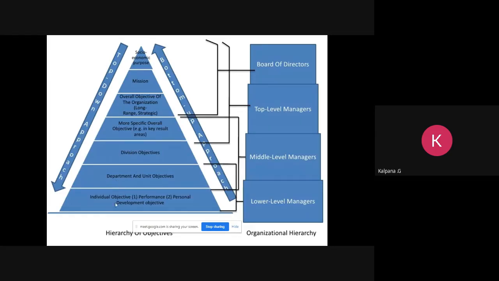And we do have something called individual objectives. So what are the roles and responsibilities given to the employees in the department? In our case, it is the role and responsibility of each and every faculty in the department. All these are set by the lower level managers. So this is the hierarchy of objectives, and these four categories of people are responsible for framing the objectives and also for achieving those objectives.